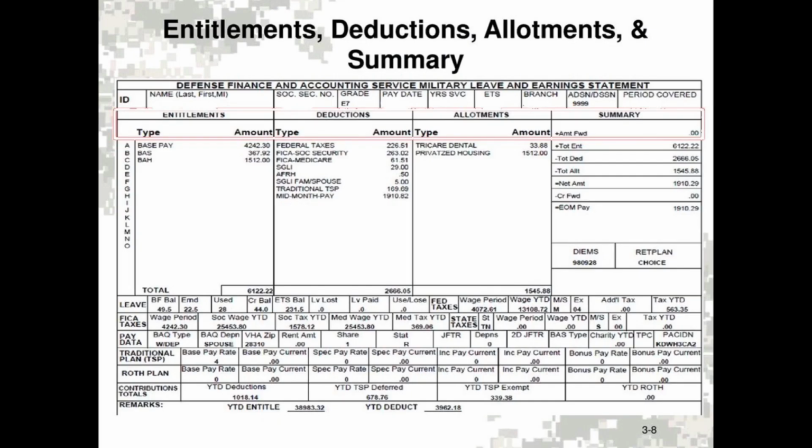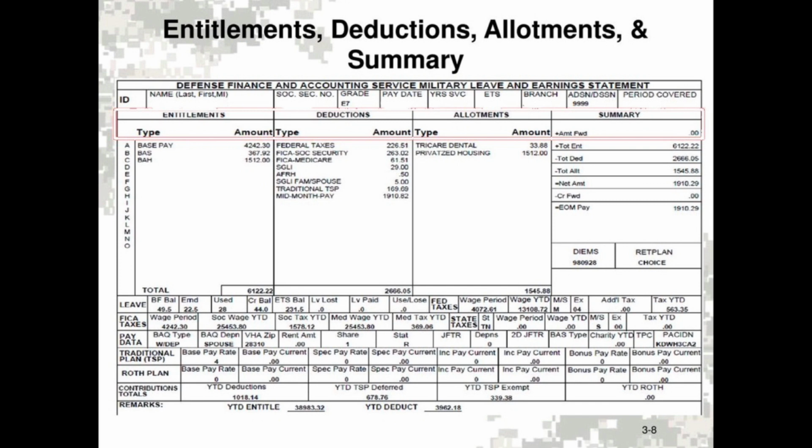So here I have an example of a fake LES, but it's not any one in particular. It's an example LES that I actually got from a training site from military.com. Going over it, as you can see from the top, it's going to have your information such as name, social security number, and your pay grade. For this one, the example is an E7, or in the Navy would be a chief. The date at which you're paid, your years of service, your estimated time of service, what branch you're in. So that's all your personal information.